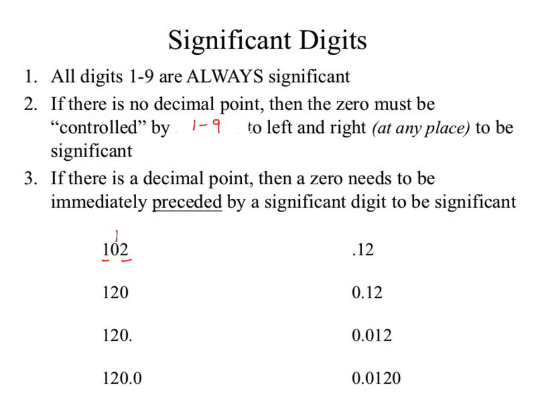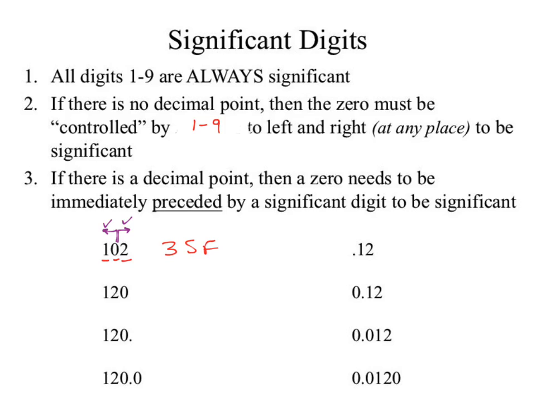So I'll start from my 0 and go to the left. What do I have? Is 1 a significant digit? Okay. Go to the right. Is 2 a significant digit? What does that mean 0 is? Significant, and I have 3 sig figs.